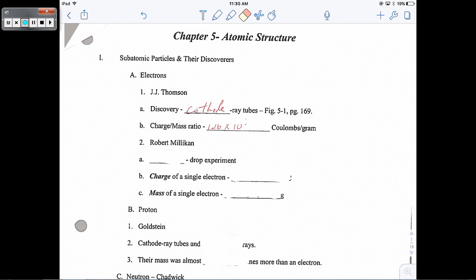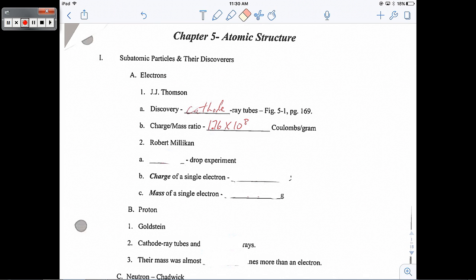He measured, using this, based on the amount that the cathode ray curved, that the charge to mass ratio of an electron was 1.76 times 10 to the 8 coulombs, which is our measure of electrical charge, per gram, which was great, but is only really useful if you know one or the other. And then if you know the charge, you can figure out the mass and vice versa.